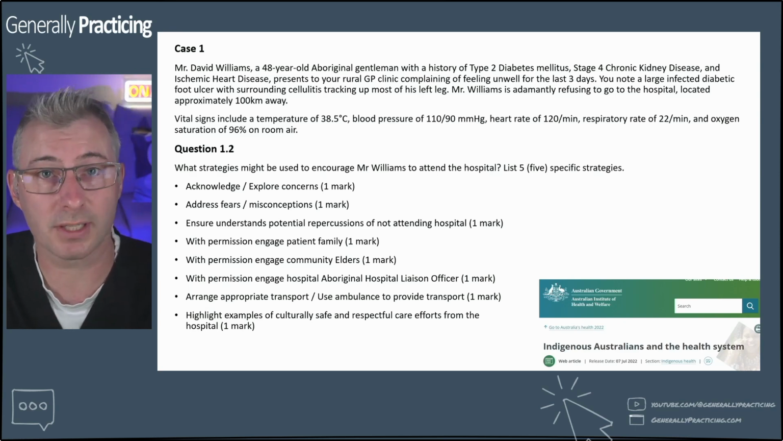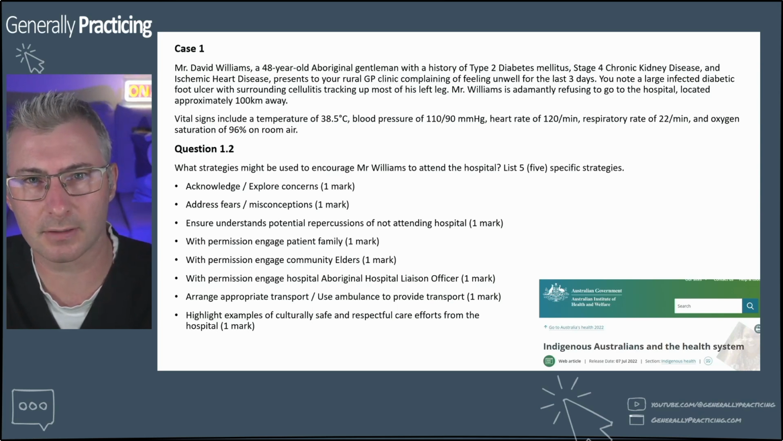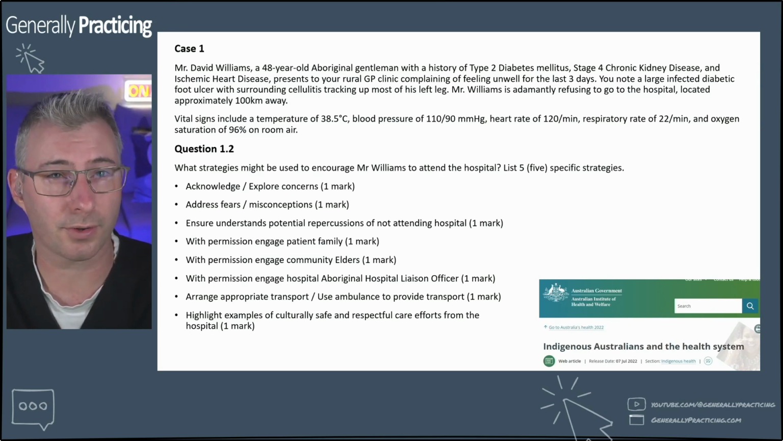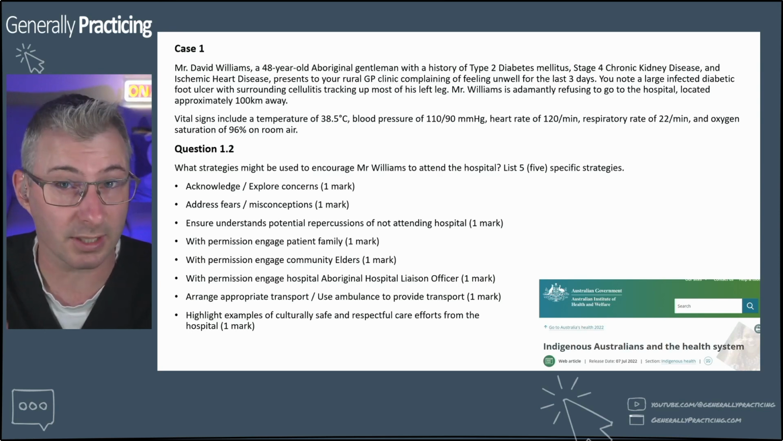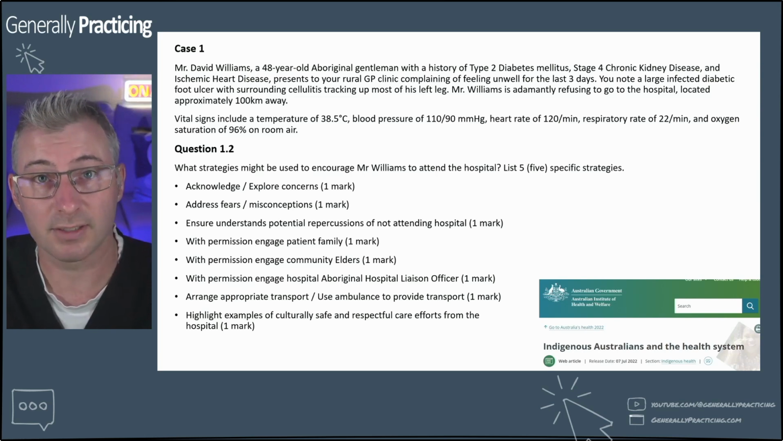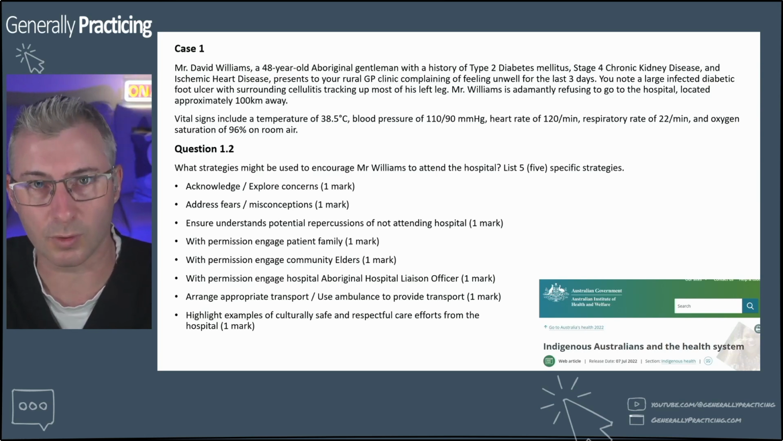Addressing fears or misconceptions, and there could be potential overlap here between some of the other answers, but I think as long as you're acknowledging that it is worth trying to express good things here, and probably the one that would overlap the most on this one would be to highlight examples of culturally safe and respectful care from the hospital. Going ahead a little bit, but still on a lot of rubrics I've seen would be counting as a point.